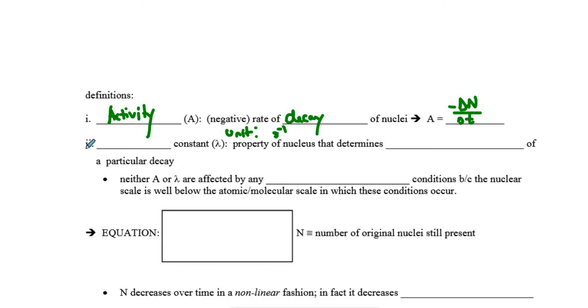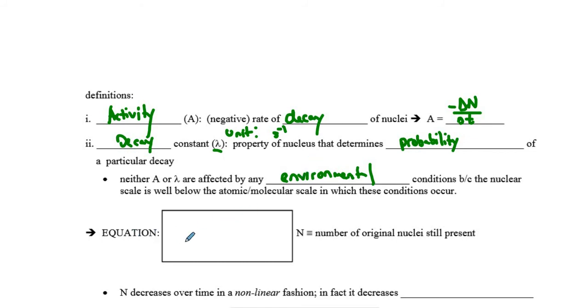Okay. Then we also have something referred to as the decay constant. Okay, and it's given the Greek symbol lambda. Okay, this is not wavelength. This is another quantity that's using the same letter. And it's a property of the nucleus that determines the probability. Okay, well, there's that word again. The probability of a particular decay. The interesting thing about both of these is that both the activity and the decay constant are not affected by any environmental issues. Okay, whether we're talking about temperature of the surroundings, it's even independent of the amount of the sample that you have.